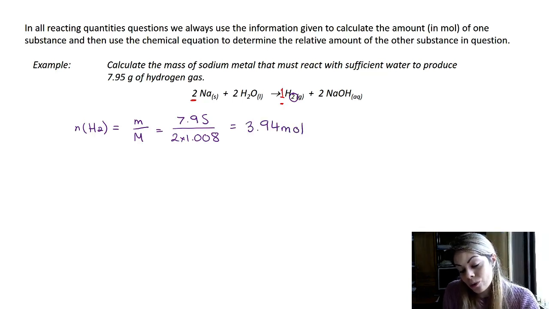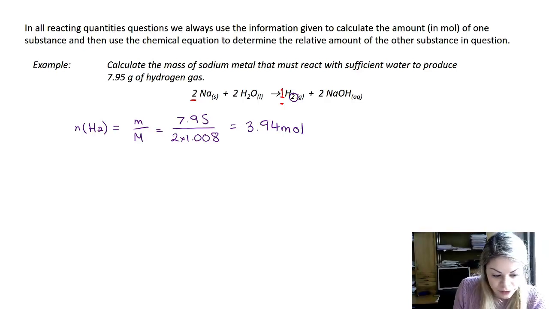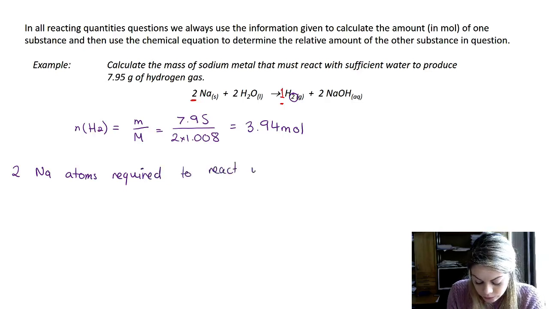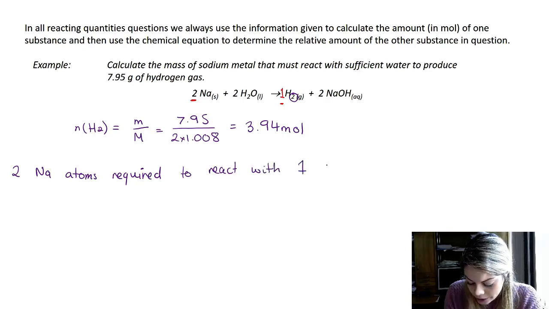So I need twice as much sodium to produce that. So I'm going to write that down. You don't need to write a sentence based on that. I'm just writing a sentence because this is the first one we're doing. So we would need 2 sodium atoms. 2 sodium atoms are required. How do you spell required? Not like that. With 1 hydrogen gas molecule.